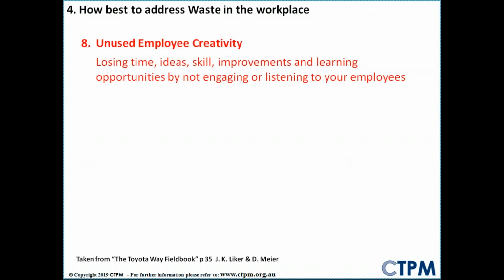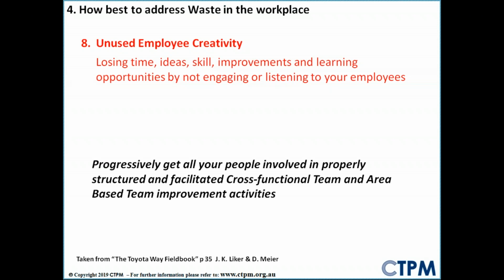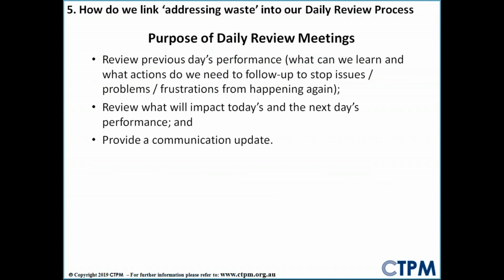Last one, unused employee creativity. Well, this is just progressively getting all your people involved in properly structured and facilitated cross-functional team and area-based team improvement activities. And we say progressive. You don't do it all at once. You cascade. You pick some areas and you cascade out. But it's only by getting your people regularly involved in improvement teams that they will continually keep developing their skills to identify wastes at the earliest possible time.